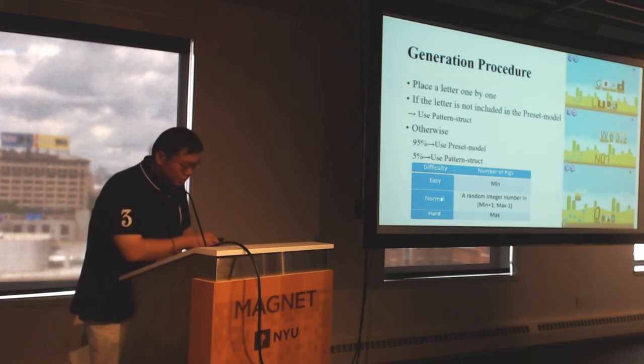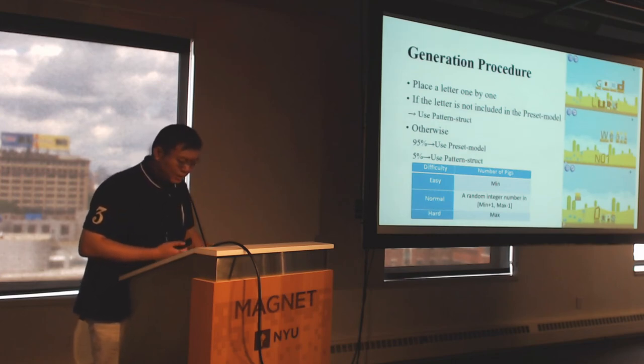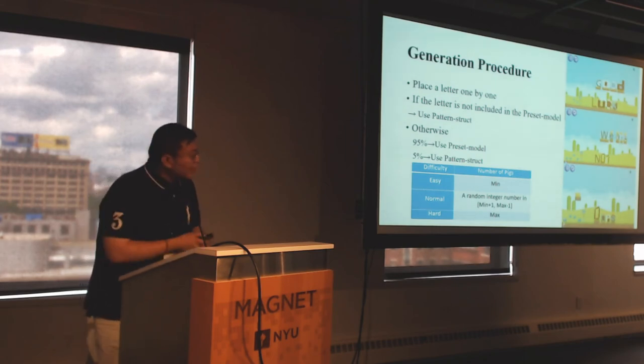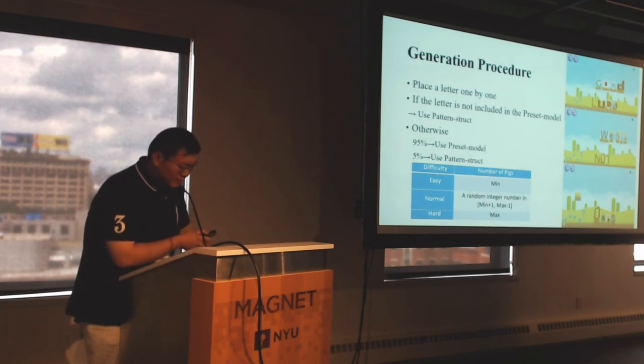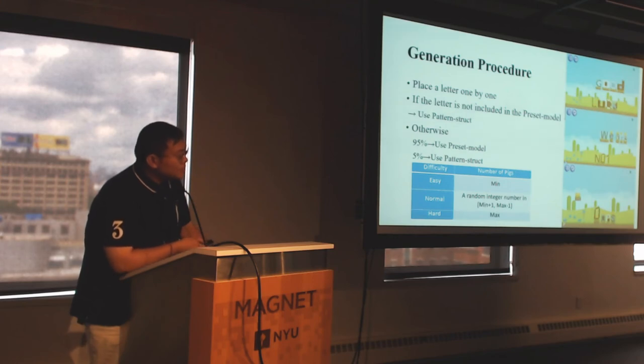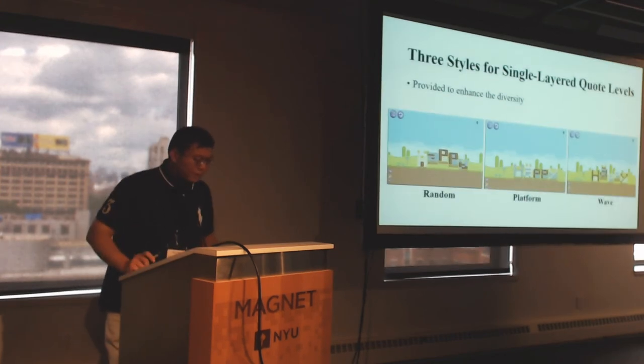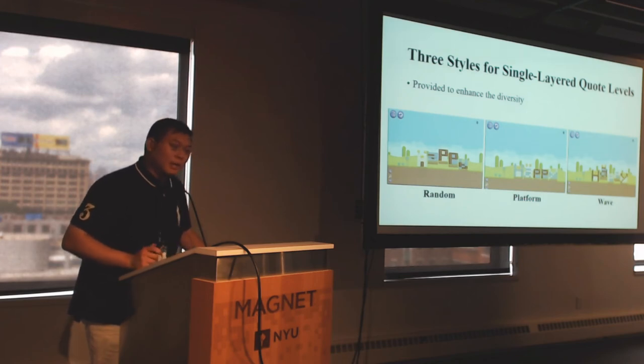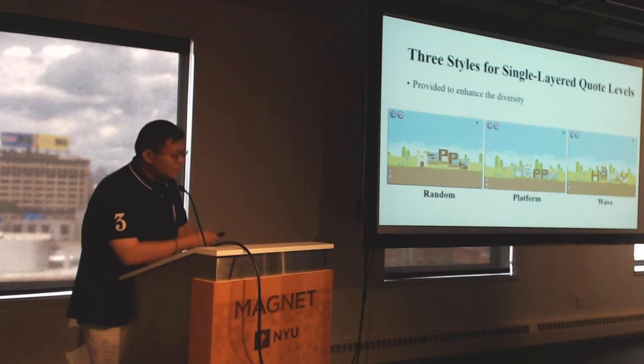This table shows our heuristics for setting the level difficulty. The more peaks, the higher the difficulty. On the right are the levels. There are levels with easy, normal, and hard difficulty respectively. Three styles were provided to enhance the diversity of single-layered code levels, as shown like this.